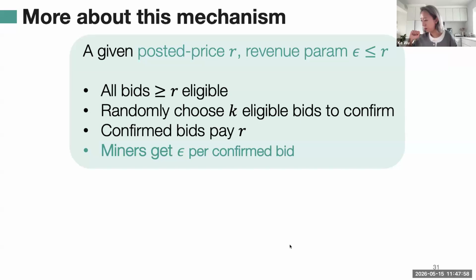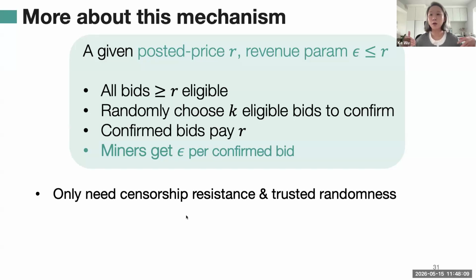So before we move forward, there's a bit more comment I want to make about this mechanism, which also relates to John Way's question earlier. The first comment is that although I define this strong model using very powerful multi-party computation, for this mechanism, we actually only need censorship resistance and trusted randomness. So we do not need a full-fledged expensive multi-party computation for this mechanism to achieve all desired properties.